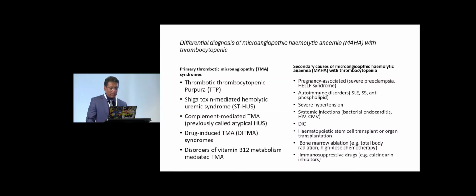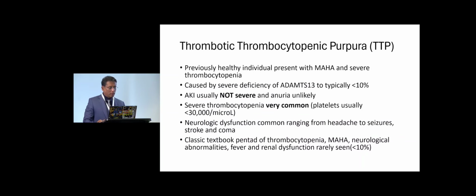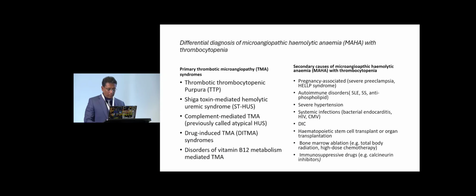Think about things like DIC. Also think about things like the calcineurin inhibitors, which many of you would come across, cyclosporin and tacrolimus. And of course, pregnancy associated, lupus, systemic sclerosis, etc. On the left side, these conditions we are going to go around now. So the first one we said is TTP.